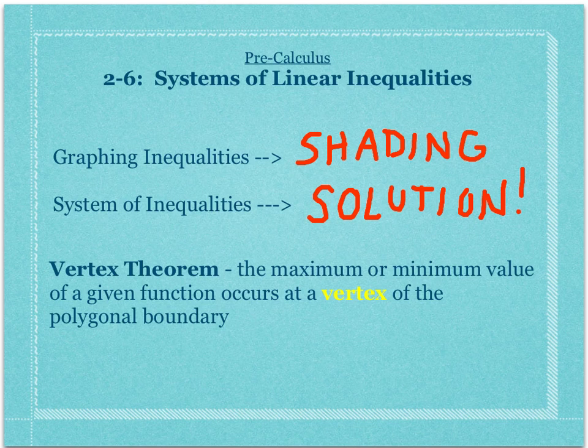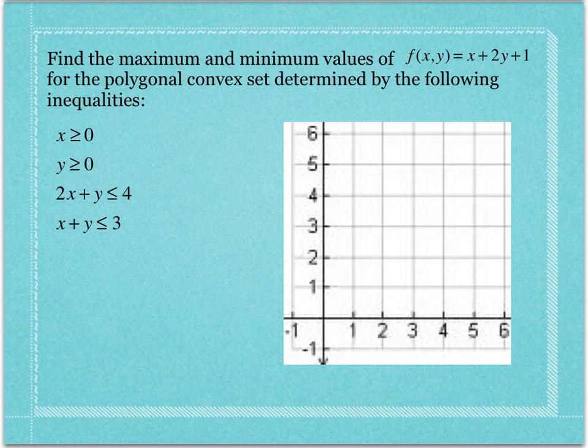One key thing you can see on our slide is the vertex theorem. The maximum or minimum value of a given function occurs at the vertex of a polygonal boundary. The vertex is a corner point. We'll see this in our first and only example, really. These are the kind of problems in lesson 2.6. It says find the maximum and minimum values of this particular function if we graph these inequalities.